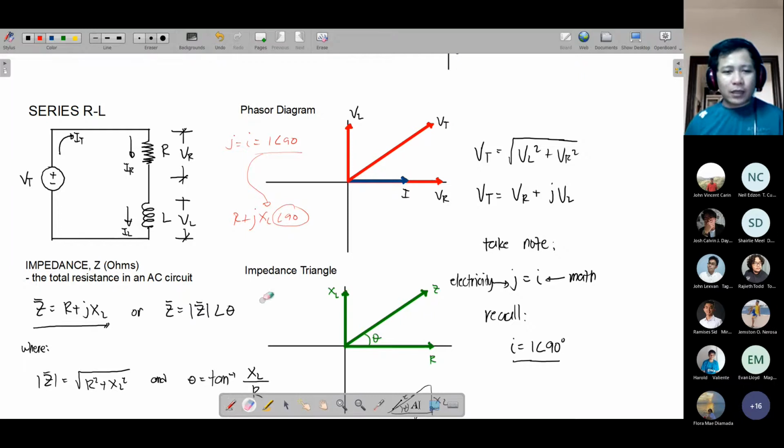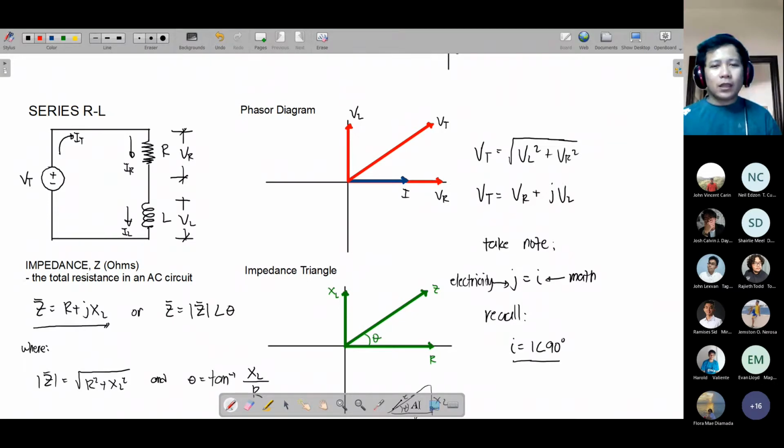You have a J here. Okay, you understand why your XL has a J. It's because the voltage of the inductor is in the direction of 90 degrees from the voltage drop across the resistance. Okay? And the resistance of the inductor is XL, or the inductive reactance. So that's why the total resistance in an AC circuit, or specifically called the impedance, is equal to R plus JXL. Now, as you can see, with the J, this is in rectangular form.